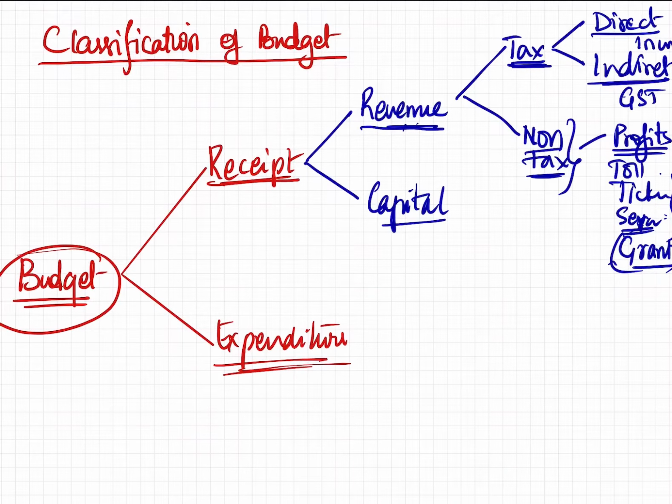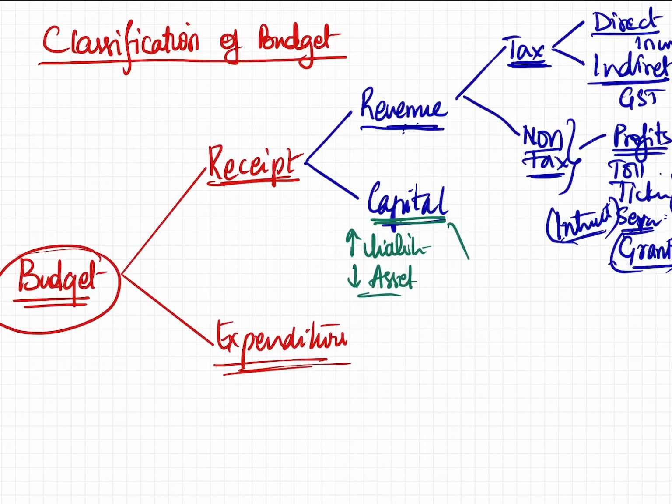Then the government would have given loans, let's say to the state government. The interest earnings from the loan the government has given are also revenue receipts. So all other than taxes are non-tax revenue receipts. Is that okay? So this is your revenue receipt. It should not increase liability nor reduce the asset. Next is capital receipts. What are capital receipts? Anything which increases the liability of the government or which reduces the asset of the government.